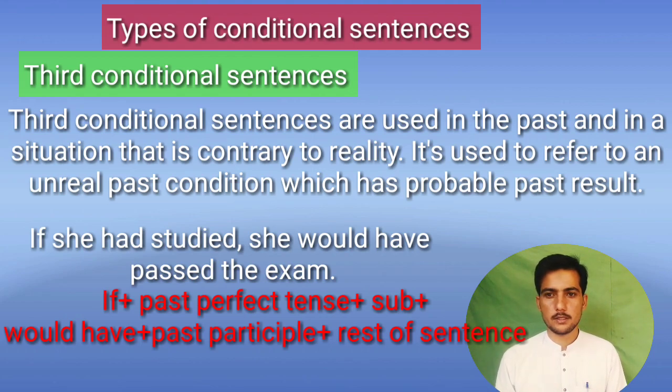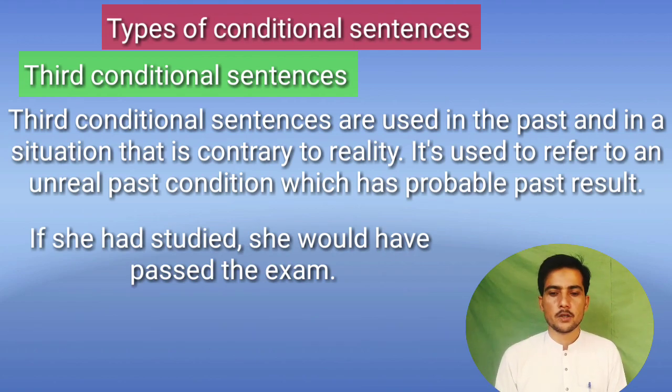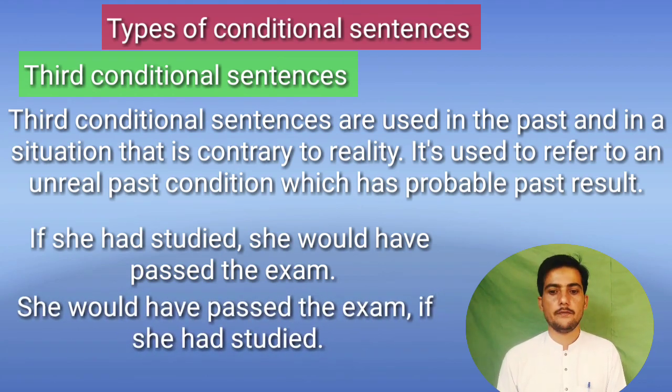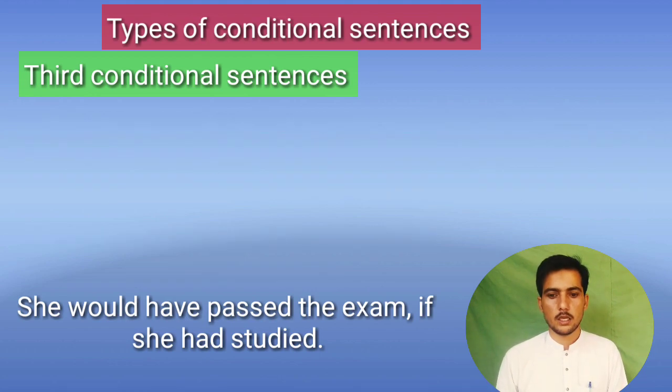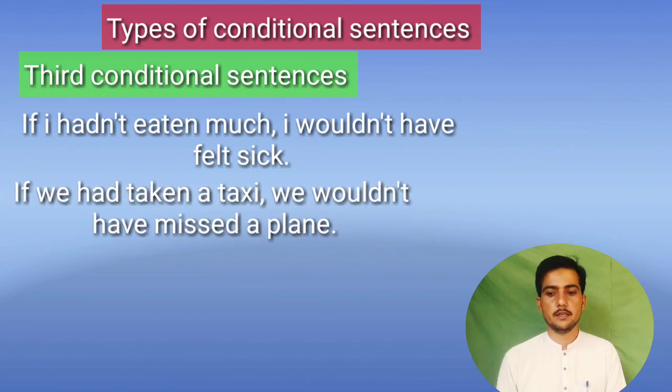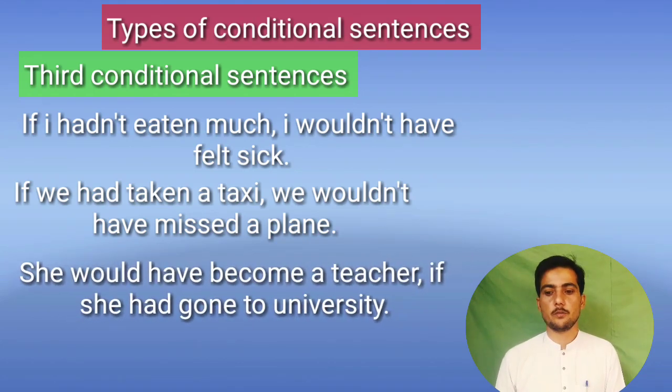So you can just form this sort of sentence in this way, but remember that this sentence consists of two clauses. We can simply call them the if clause and the main clause, and both of them can exchange places. For example, we can also say that she would have passed the exam if she had studied. If I had not eaten much, I would not have felt sick. If we had taken a taxi, we would not have missed the plane. She would have become a teacher if she had gone to university.